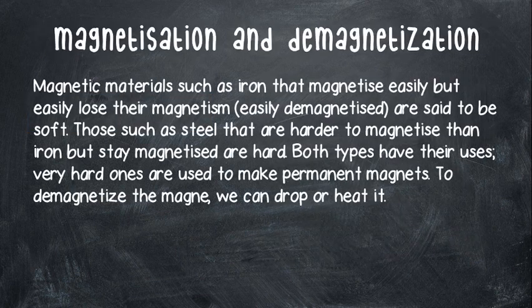Magnetic materials such as iron that magnetize easily but easily lose their magnetism, or are easily demagnetized, are said to be soft. Materials such as steel that are harder to magnetize than iron but stay magnetized are hard. Both types have their uses. Very hard ones are used to make permanent magnets. To demagnetize a magnet, we can drop or heat it. The faster way to demagnetize is to heat the magnet.